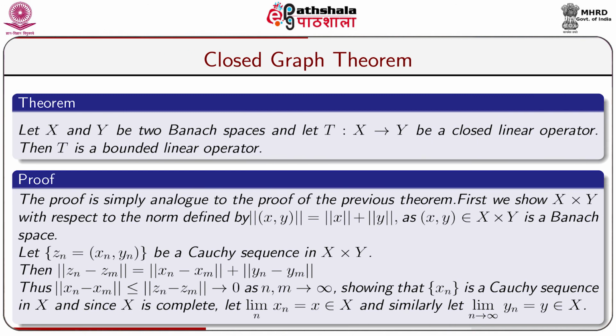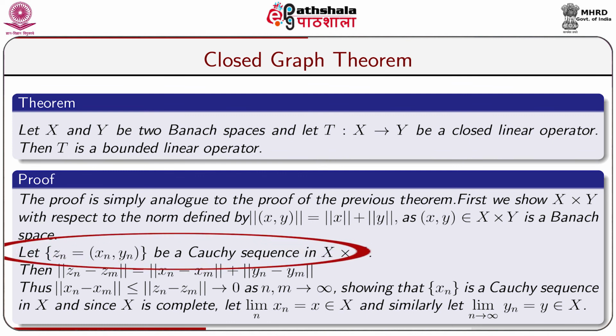Let capital X and capital Y be two Banach spaces and let T from X to Y be a closed linear operator. Then T is automatically a bounded linear operator. The proof is simply analogous to the proof of the previous theorem. First we show that X cross Y with respect to the norm defined by norm of the pair (x, y) equal to norm x plus norm y, as (x, y) is an element of X cross Y, is a Banach space.